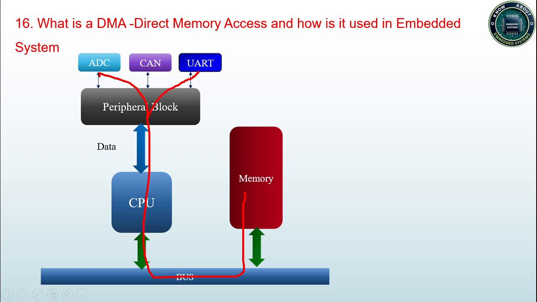I want to transmit some data from memory to the peripherals. How is it possible? It is possible through the CPU. That means the CPU has to take over and be involved in the data transfer. The CPU has to take the data from the memory and then connect it to the peripherals, and like that you can transfer the data from memory to peripherals. This is one way.